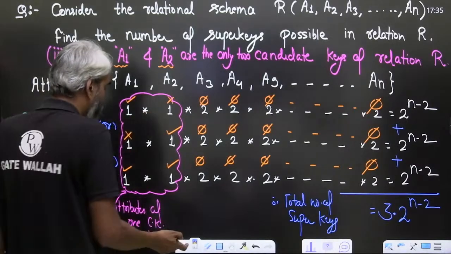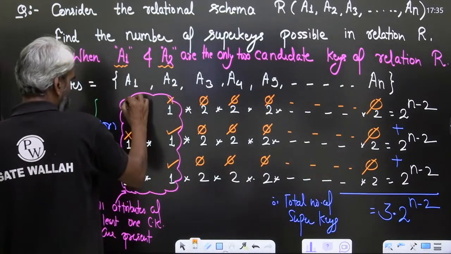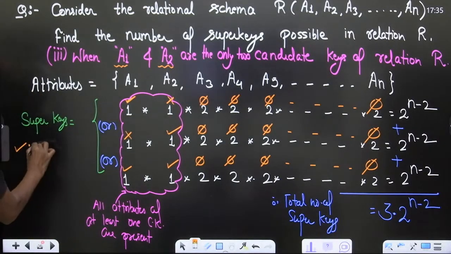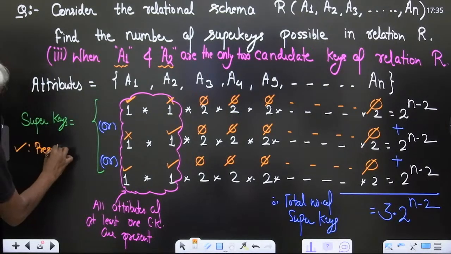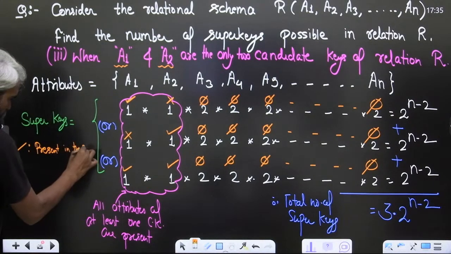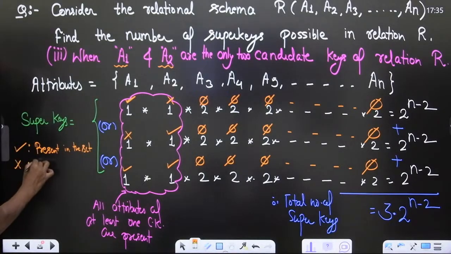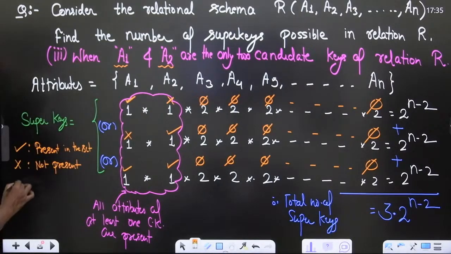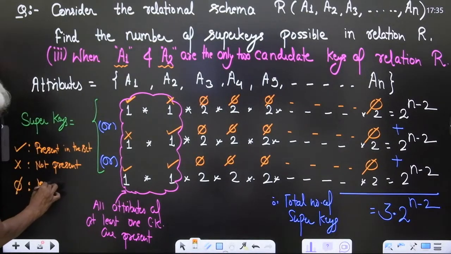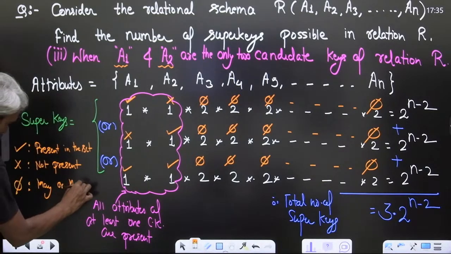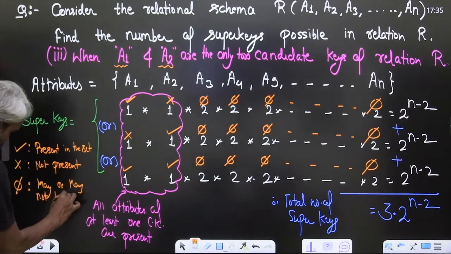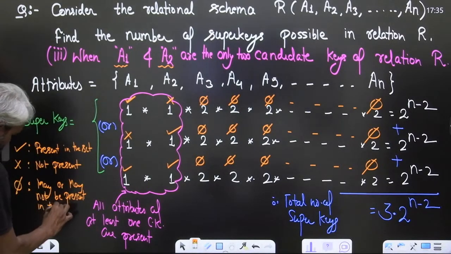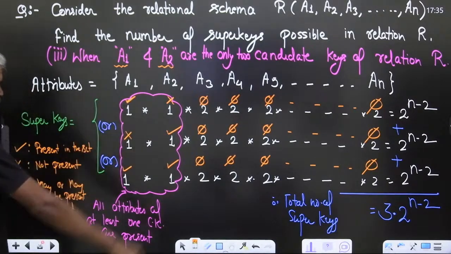Don't focus on this one. Focus on this right tick and cross. So, right represents present in the set, cross represents not present in the set, and this may or may not be present in the set.